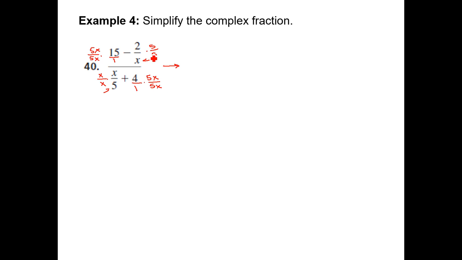What does that set up? Well, now I've got a common denominator across my numerator. 5x times 15 is 75x. Negative 2 times 5 is negative 10. Again, that's all over the common denominator of 5x.